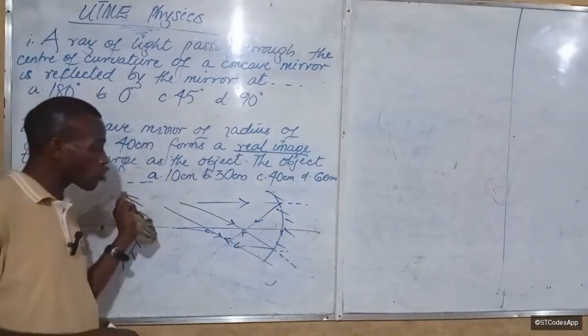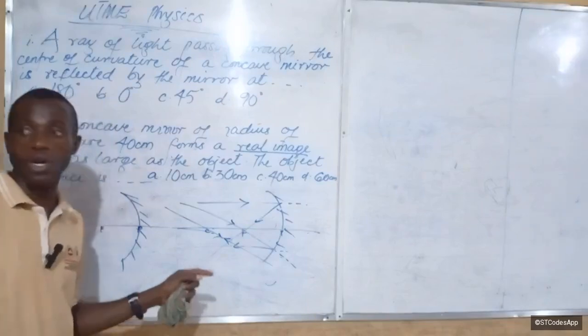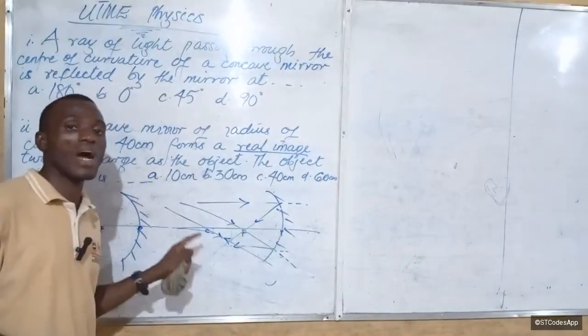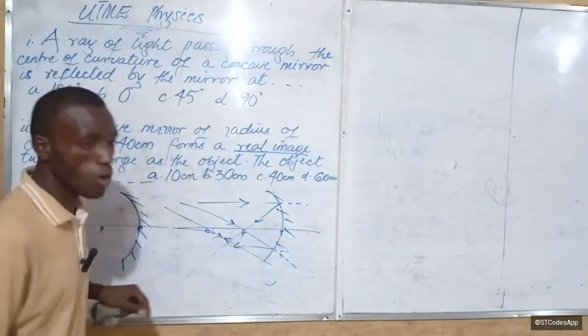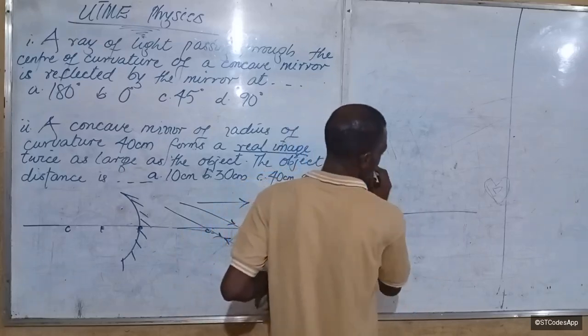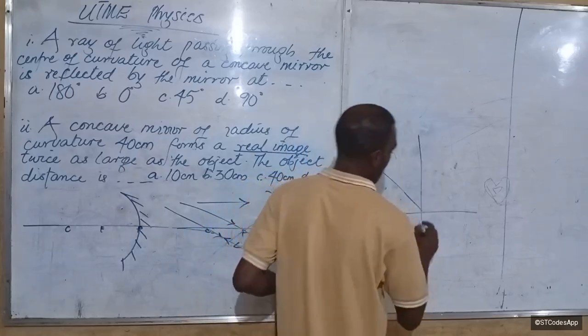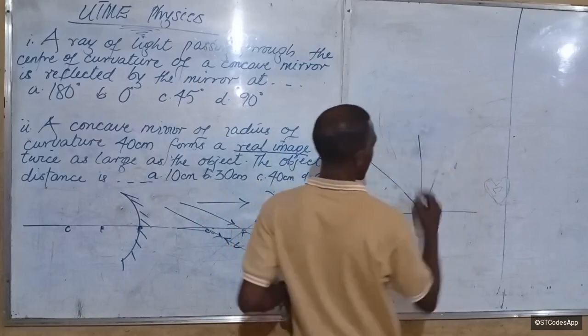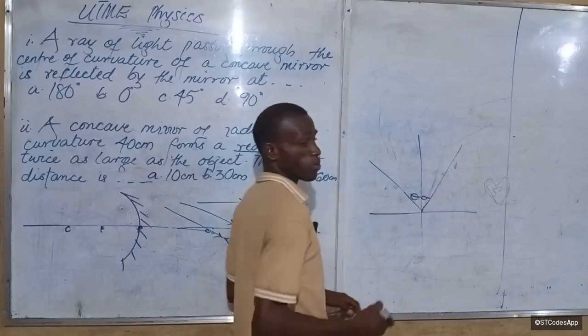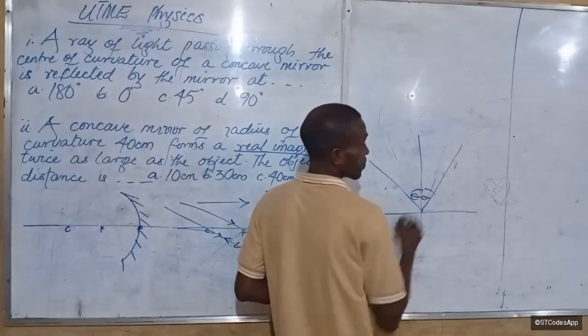A ray of light that you draw to pass through the center of curvature will be reflected back in the same direction. And why is that so? It is so because on a plane mirror, for example, if a ray of light is incident at an angle, we expect it to be reflected at the same angle, right? So theta should be equal to theta on both sides, and this incident ray is reflected.